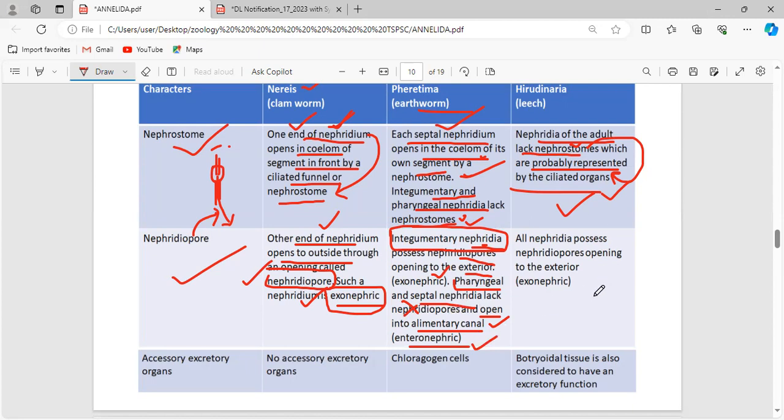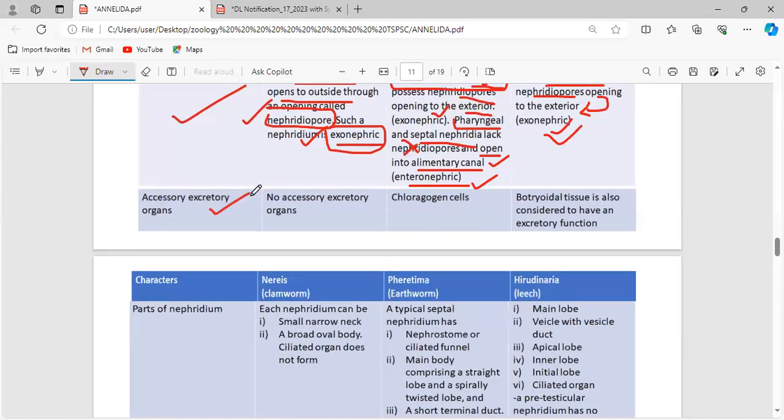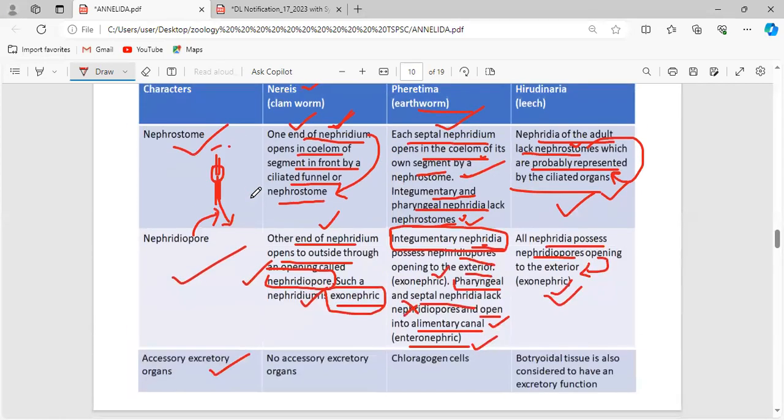When it comes to Hirudinaria, that is leech, all nephridia possess nephridiophores opening into the exterior. So all are said to be exonephric. Clear? Now, accessory excretory organs. What are all the other structures, apart from the nephridia, nephrostome and nephridiophore, which are involved in the process of excretion?